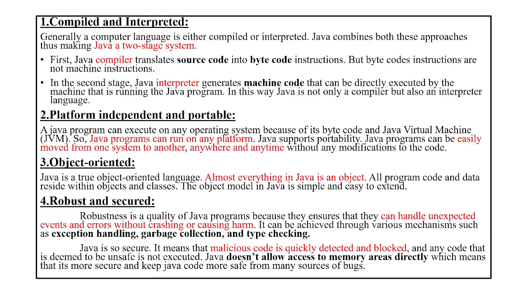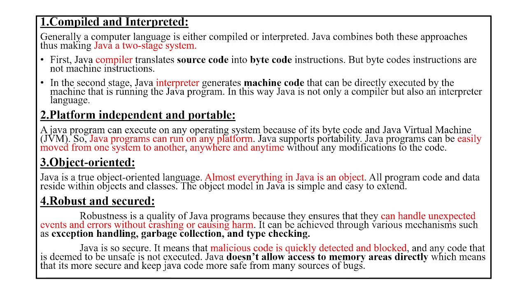Let us go for the first one, that is compiled and interpreted. Generally, any programming language is either compiled or interpreted. But when you look at Java programming, it combines both of these approaches, that is compiled and interpreted, and hence we call Java a two-stage system.